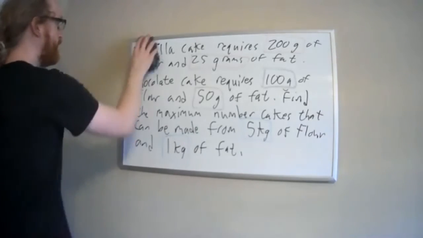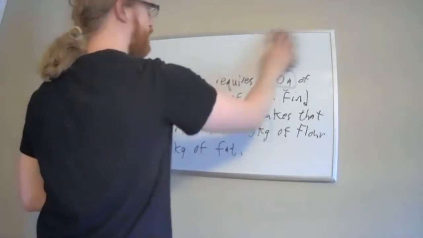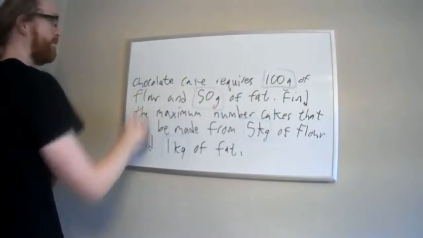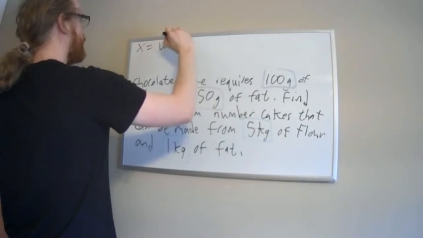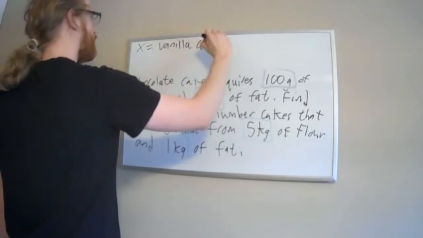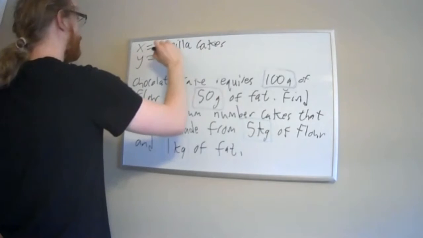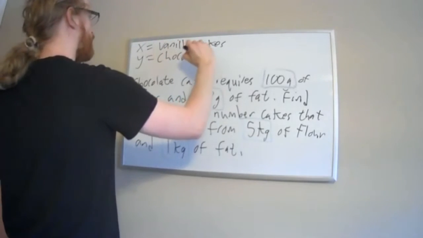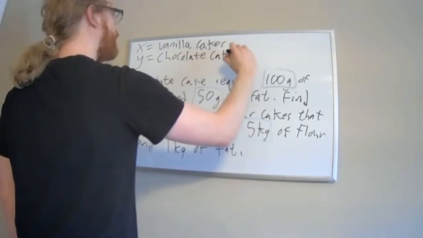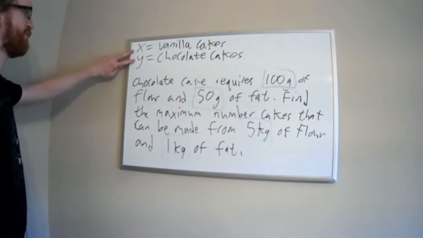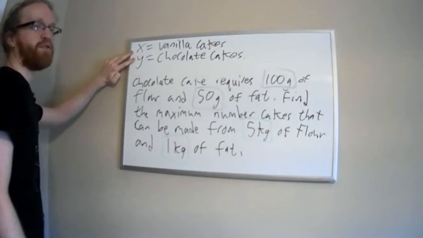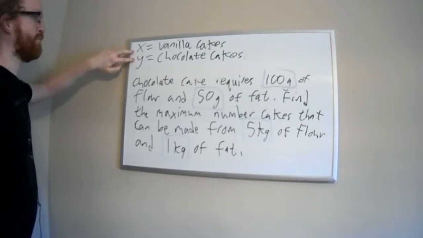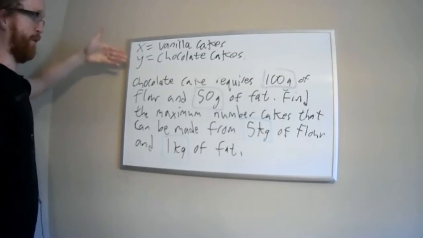And so you guys should always be polite and tell me what your variables are and what they represent. So we'll say X is vanilla, the number of vanilla cakes, and Y is the number of chocolate cakes that I'm going to make. I didn't really do this in the last problem so explicitly because it was kind of obvious because there was cabinet X and cabinet Y. In this case, it's not so obvious. So I'll just be polite and tell you X is vanilla cake, Y is chocolate cake.